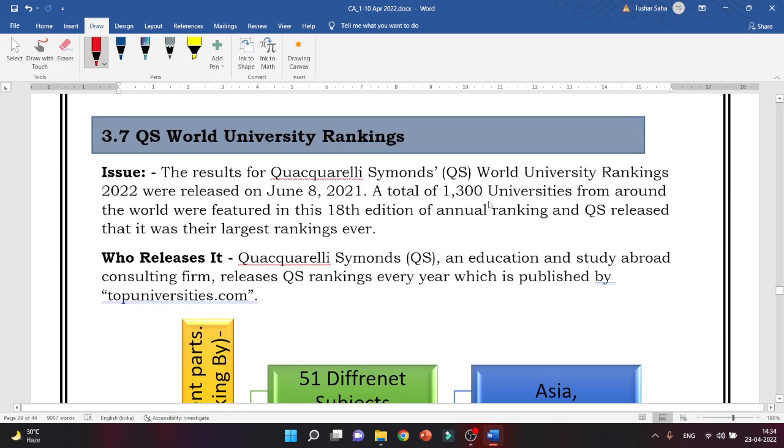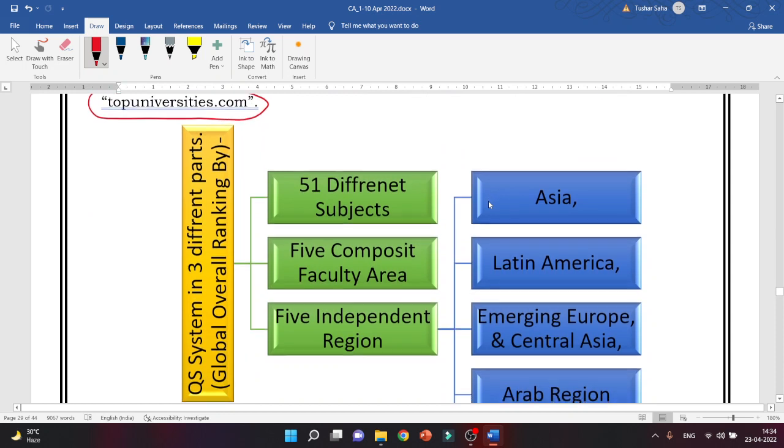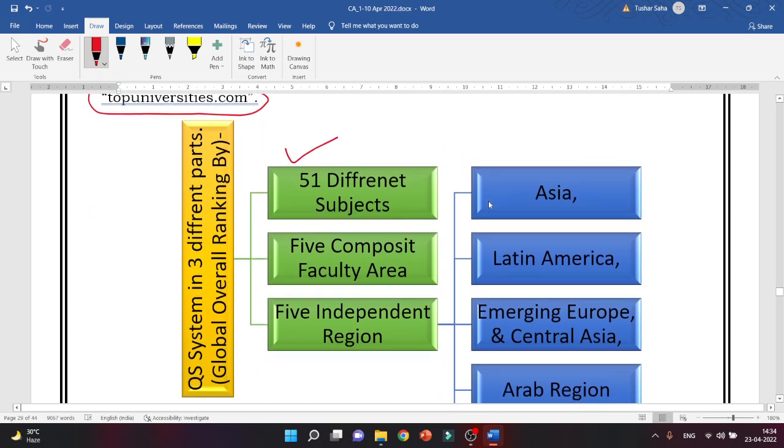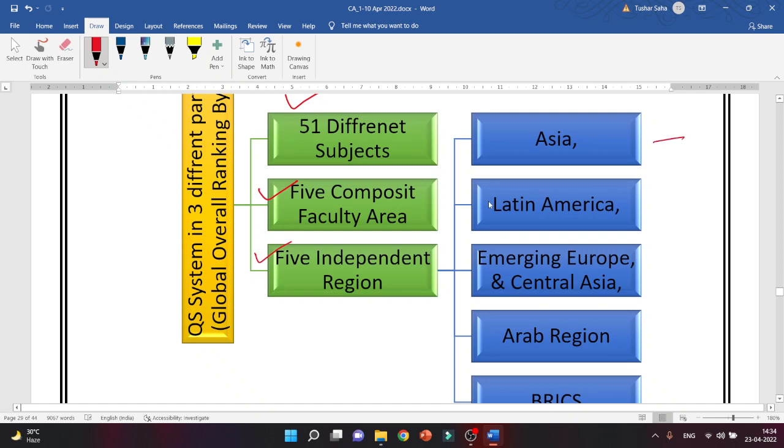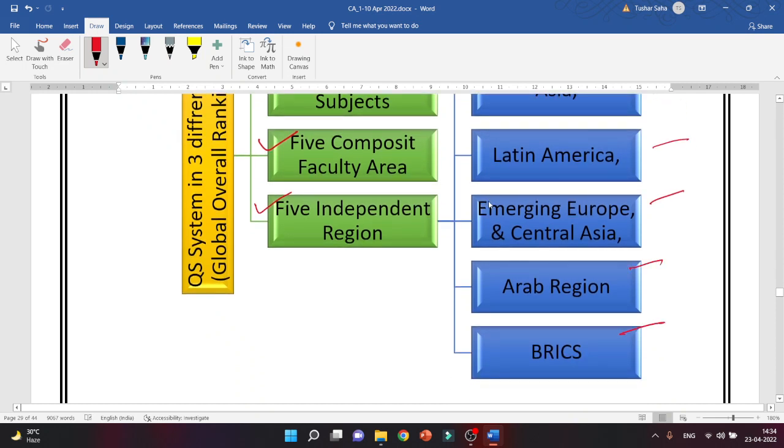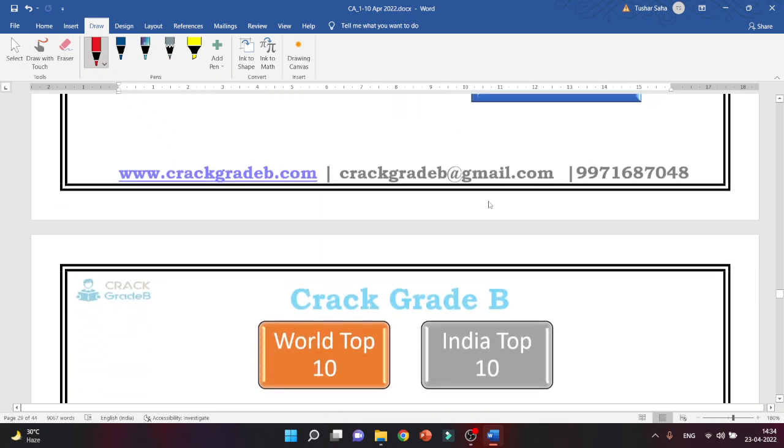Then the QS World University Ranking. This is released by whom? This is published by topuniversities.com. It's the quarterly Simon's QS University Ranking. So it ranks universities in 51 different subjects, 5 composite faculty areas and 5 independent regions. So what are those regions? Asia, Latin America, emerging Europe and Central Asia, Arab region and BRICS countries. Right? So this is very important.